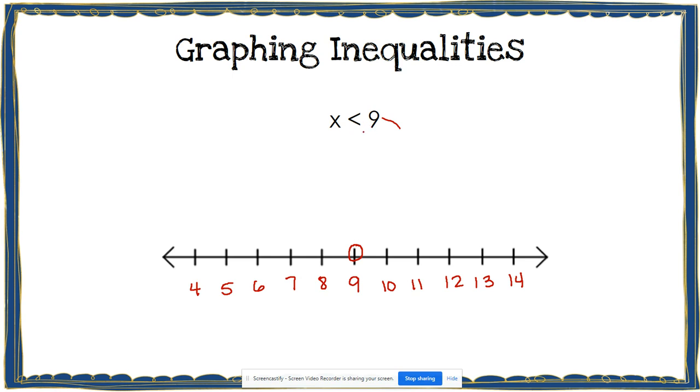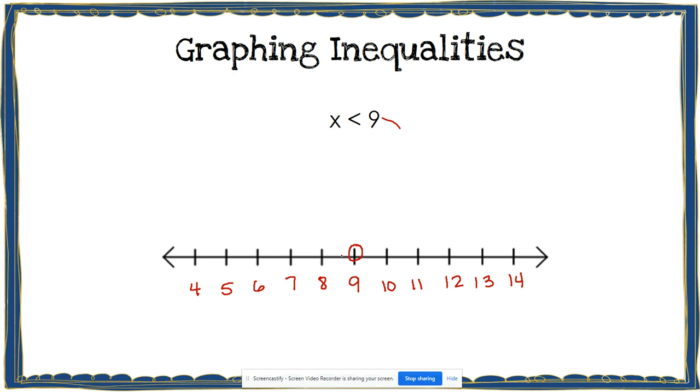It does not say that x is also equal to 9. So since 9 is not actually a solution to this inequality, I am going to leave my circle open. Then I need to show all of the possible values of x. An inequality actually has an infinite number of solutions because x can be everything that is less than 9.